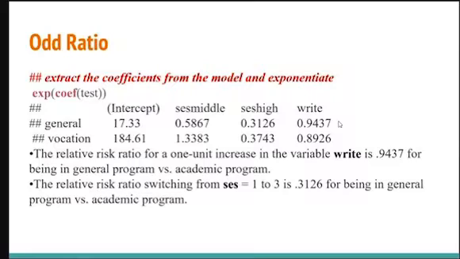Then I'm going to do the relative risk ratio switching from SES 1 to 3. What I mean by 1, low, to 3, high, is that if I want to interpret the 0.312 that you see here, SES high, you're actually going from low to that. Okay, and of course, you got to mention being in the general program versus the academic one. You can do the same thing for being in a vocation program versus the academic one.